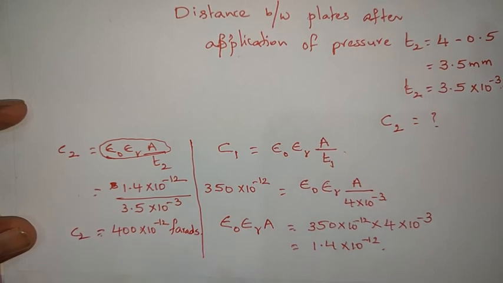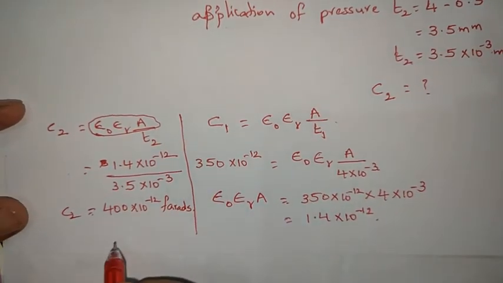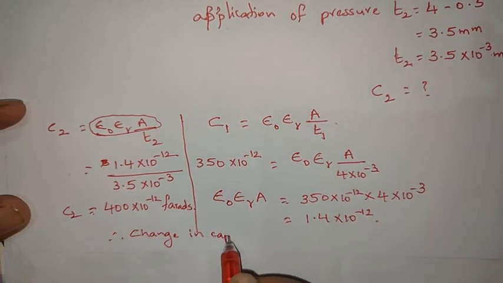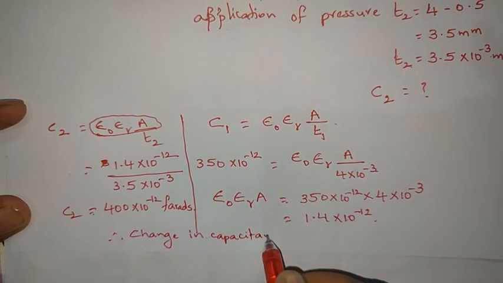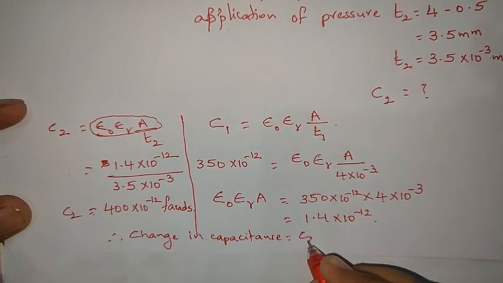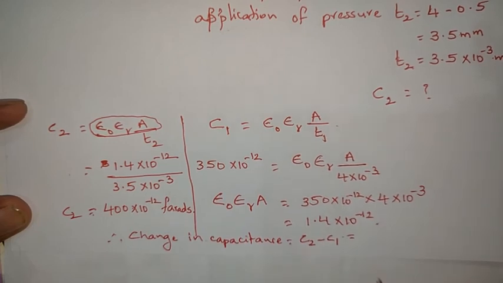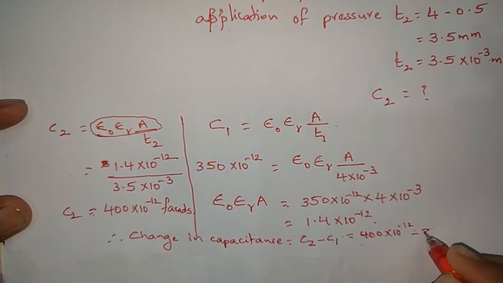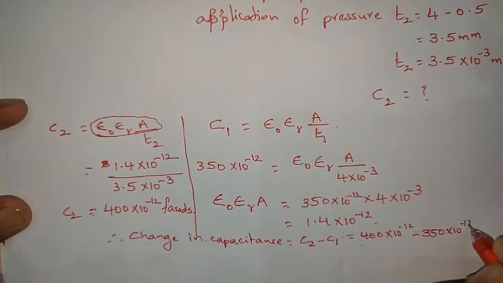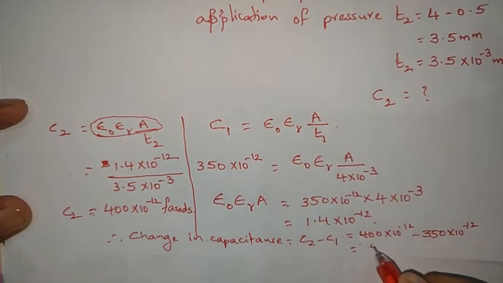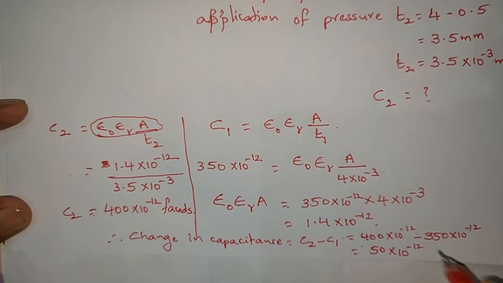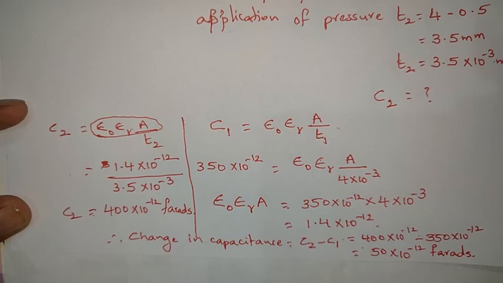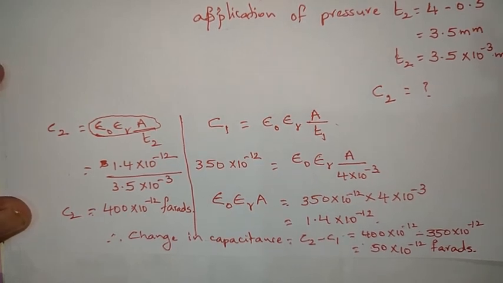Then what is the change in capacitance? So therefore, the change in capacitance is equal to C2 minus C1. So what is C2? 400 into 10 power minus 12 minus the C1 value, which is 350 into 10 power minus 12. So that equals 50 into 10 power minus 12 farads, right? So like this, we need to solve the problems on capacitive transducers.